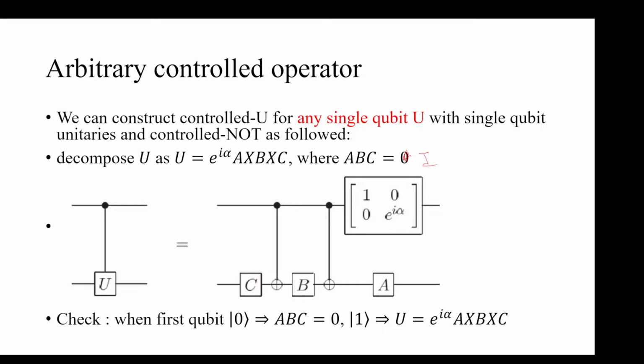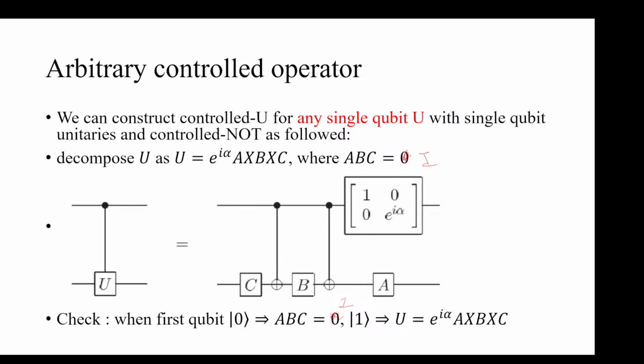So we have our circuit here. On the second wire we have C, B, and A, and in between we put a control node. Then we apply this phase gate, diag(1, e to the i alpha), on the first qubit. Sorry, more typos. We cannot just assume it is control-U, so we need to check two things: when the first qubit is 0, nothing happens on the second qubit, and when the first qubit is 1, you apply U on the second qubit.